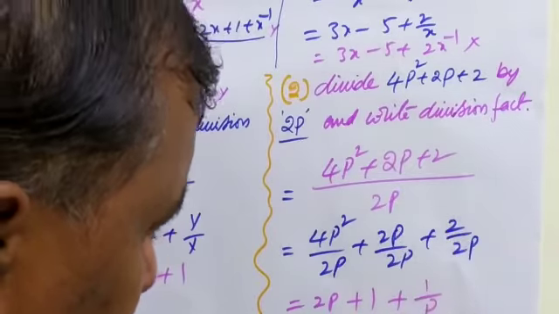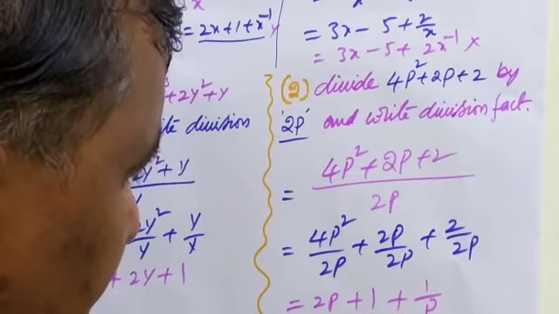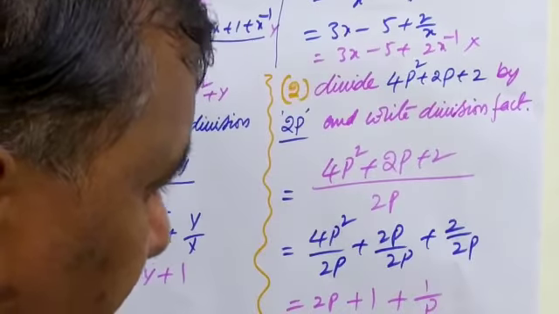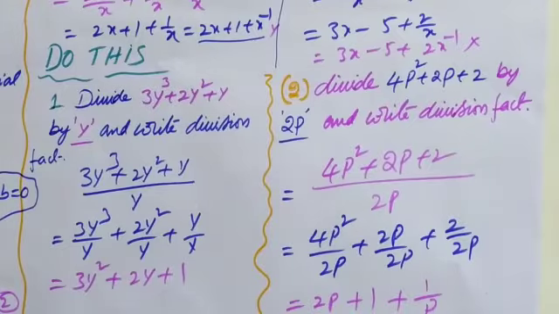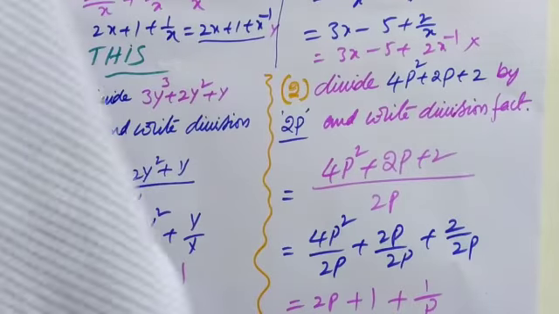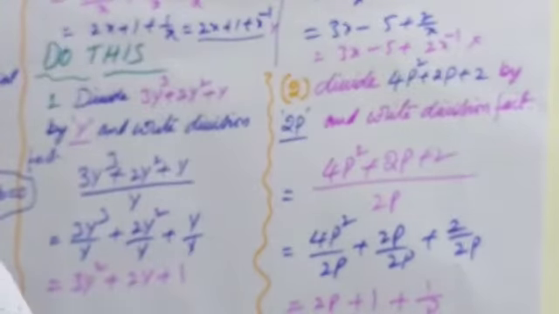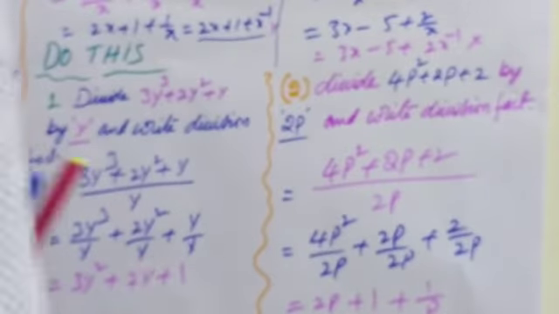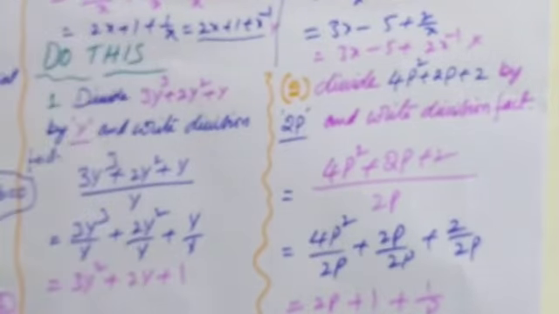Therefore, 1 by p. Now see, therefore 2p plus 1 plus p inverse. This is not a polynomial. Why? Because the degree of the variable must be non-negative. Here it is negative. This is not a polynomial.